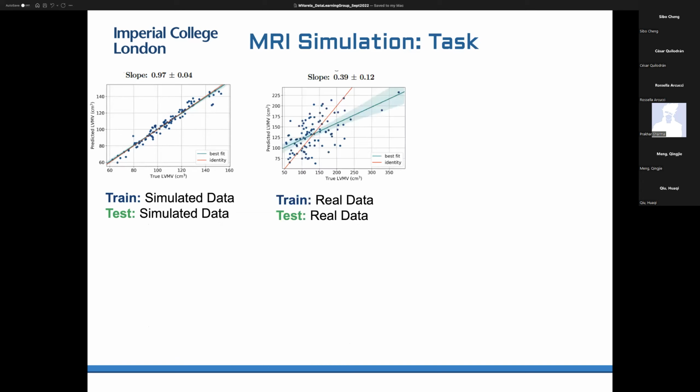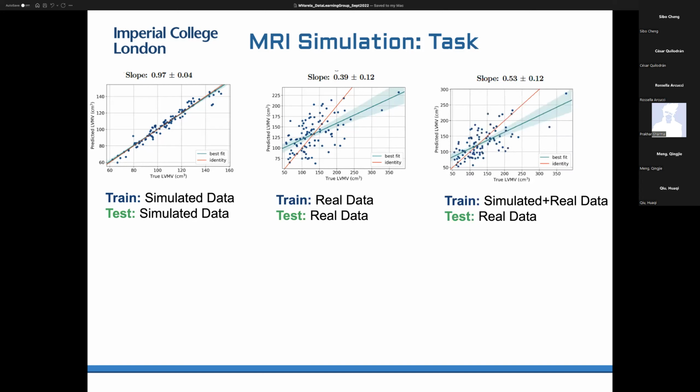If we train on real data and then test on real data, it doesn't work so well. It's quite a challenging task, and I think our network might need to have its capacity improved as well. This is really preliminary data. And then here, if we use the simulated data to help the training, it actually does help, and it gets closer to the identity line, which is this red one, and here in blue is our best fit line, but it still doesn't do an amazing job.